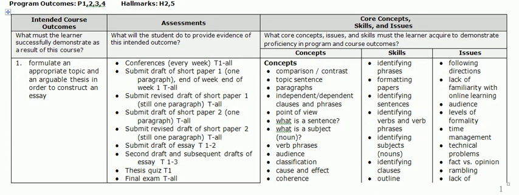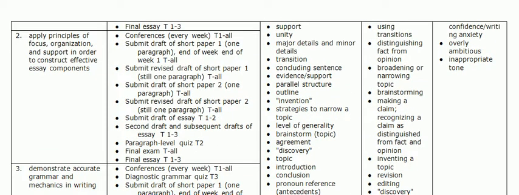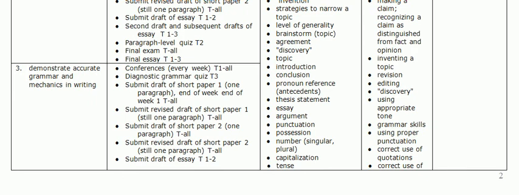The first one is, as you can see in the left-hand part of your screen, formulate an appropriate topic and an arguable thesis in order to construct an essay. The second one is apply principles of focus, organization, and support in order to construct effective essay components. And the third is demonstrate accurate grammar and mechanics in writing. 3 outcomes. This is characteristic of many UMUC courses undergoing the segue process. 3 to 6 outcomes is the norm for most classes.